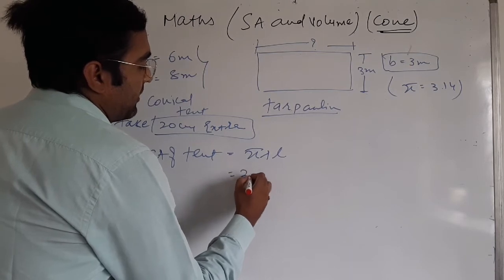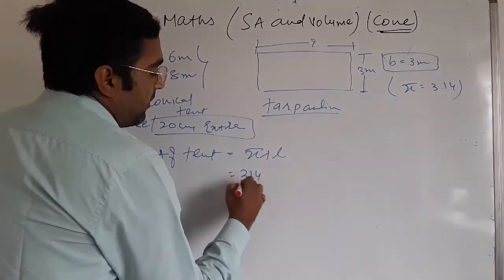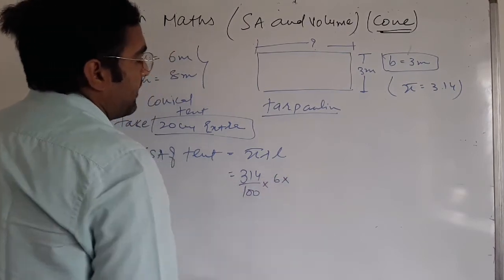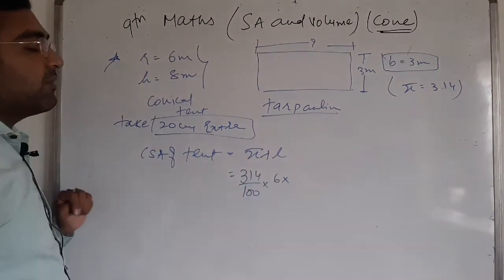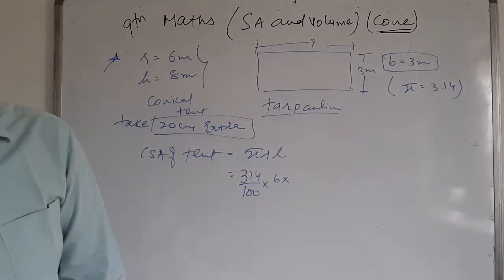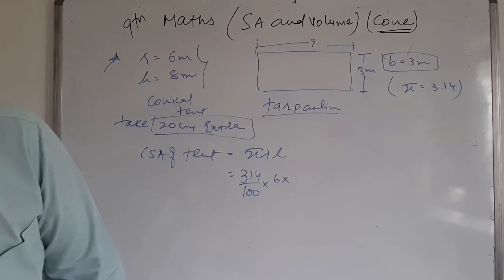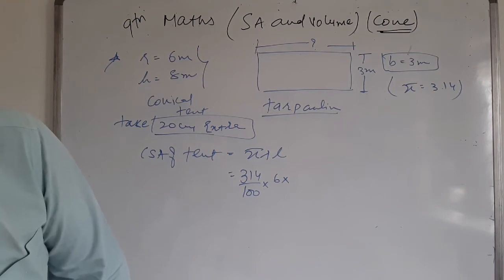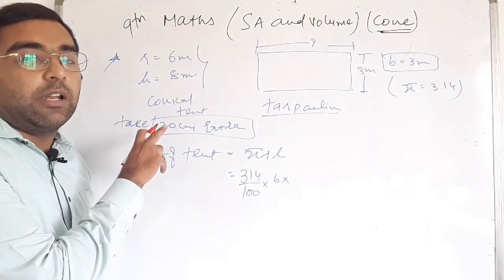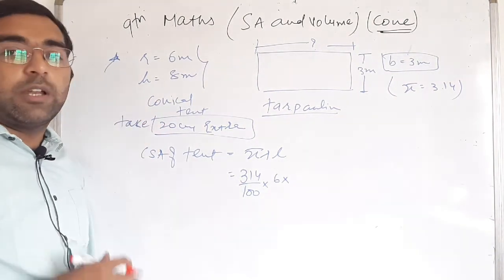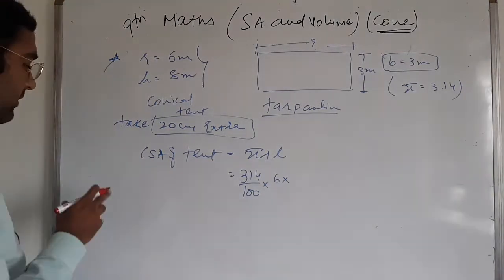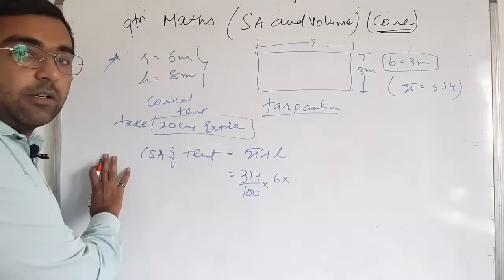What is my value of pi? That is 3.14, so 314 upon 100, into radius, which is given as 6. Now my slant height is not given. The height of the tent is given as 8 meter. So first of all we require the slant height of the tent. For that we use h square plus r square equals l square.